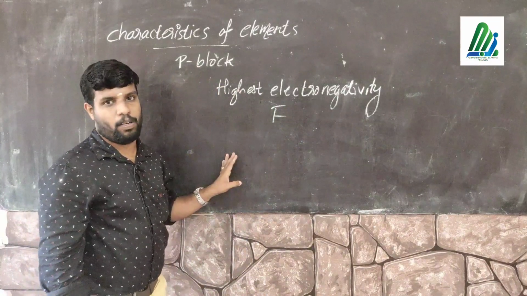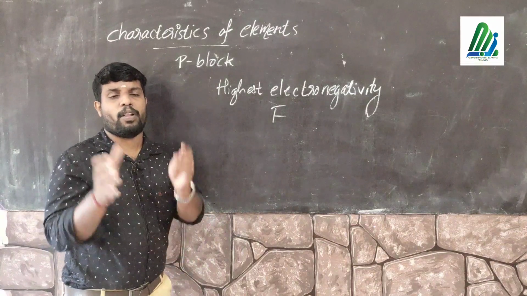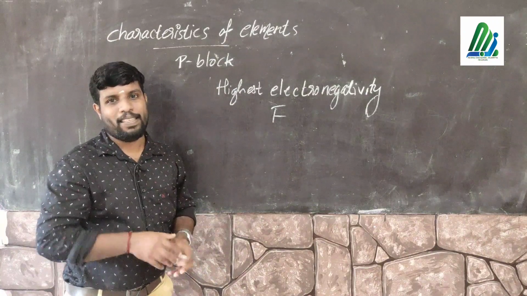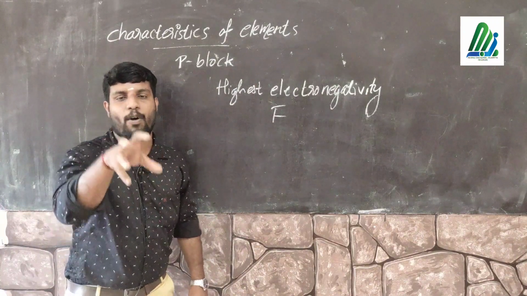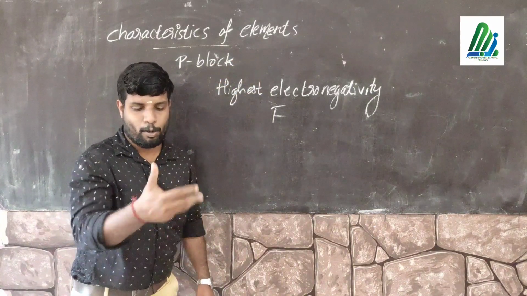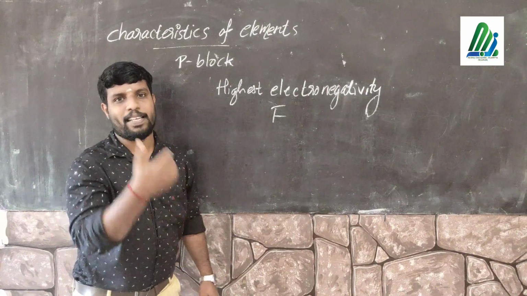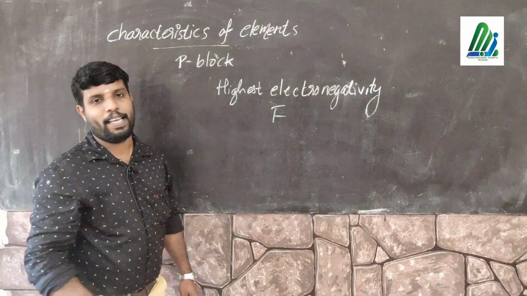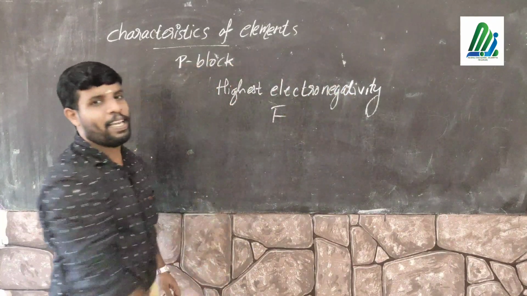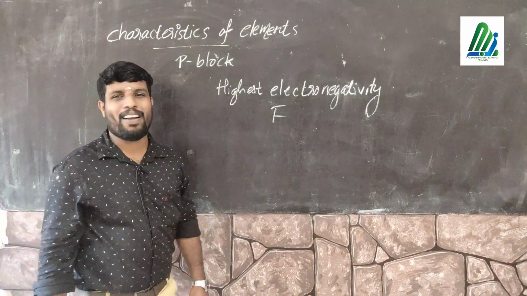the P block. Okay, the element with the smallest atomic radius is also included in the P block. These are the general ideas involved with the P block elements: solid, liquid and gaseous elements, metals, metalloids, non-metals and noble gases, and the element with the highest electronegativity are all included in the P block. These are some properties or characteristics of P block elements.